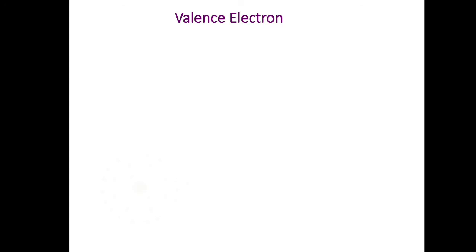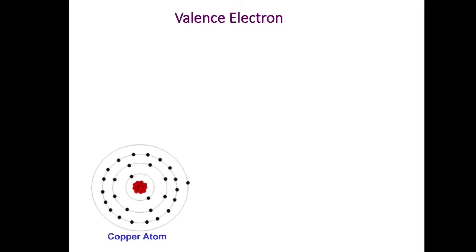So what is valence electron? Let us consider a copper atom whose atomic number is 29. These 29 electrons are accommodated in various orbitals or shells. In the first shell, let us consider only 2 electrons are present, in the second shell 8 electrons, in the third shell 18 electrons, and the remaining electrons are in the fourth shell. It is only 1 electron.